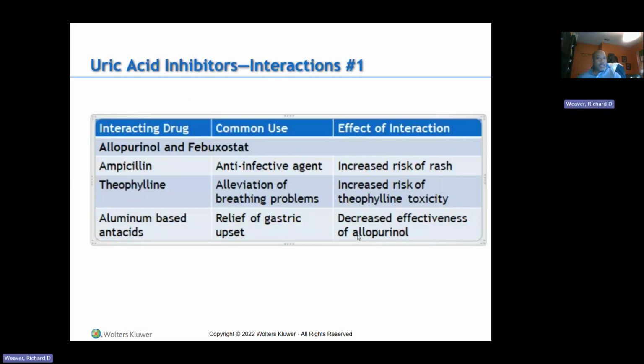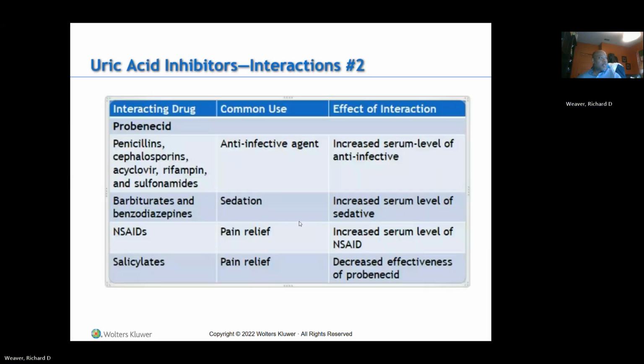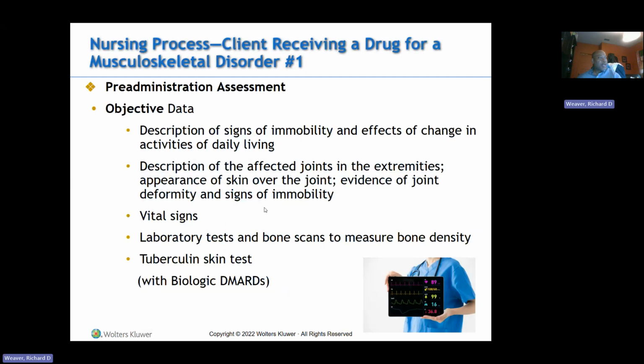And so, I'm actually nearing the end. Take a look at the uric acid inhibitors here and here, and this is where we stop. So go ahead and take a look at the pre-admission assessment. Let's see if there's anything that sticks out. If you guys need to turn off from this point, that's fine. But I just want to look through this quickly.